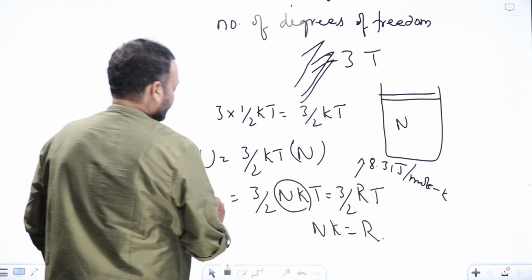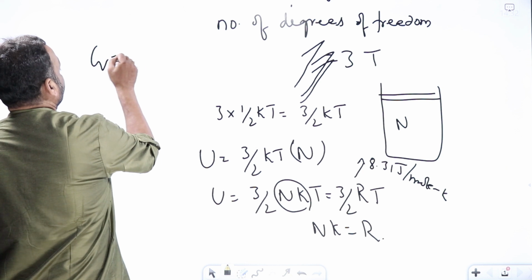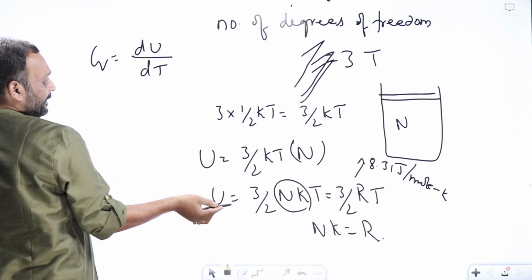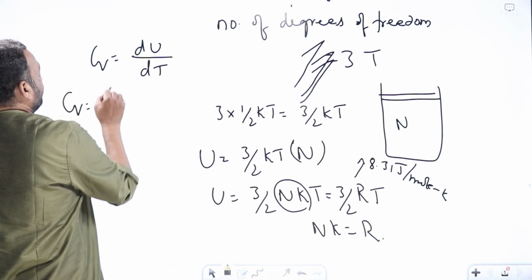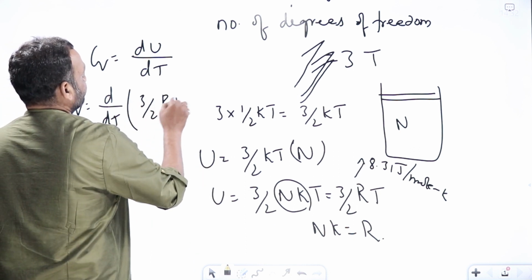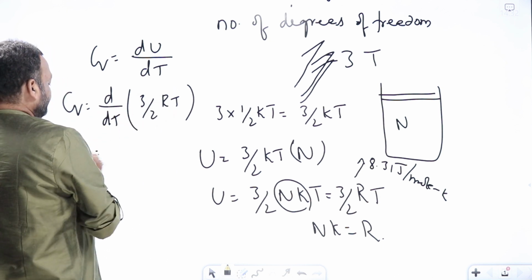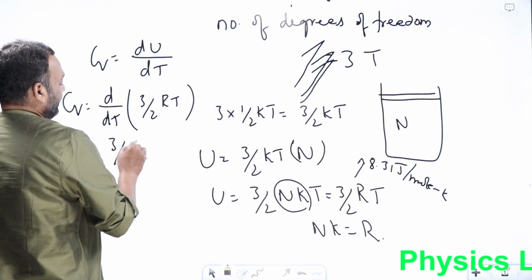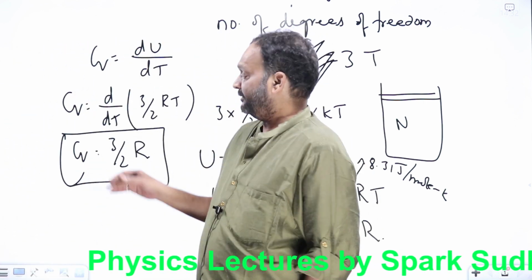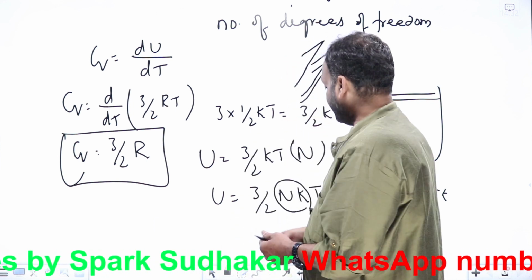So U equals 3/2 RT. This is the internal energy. In the last video we have seen the molar specific heat at constant volume, Cv equals dU/dT. So Cv equals d/dT of U, where U equals 3/2 RT. So 3/2 R comes out as a constant, and dT/dT is nothing but 1. So Cv equals 3/2 R. For a monoatomic gas, whether it is given in the exam or not, we can happily take Cv as equal to 3/2 R. It's a known value. Now we have another relation also.